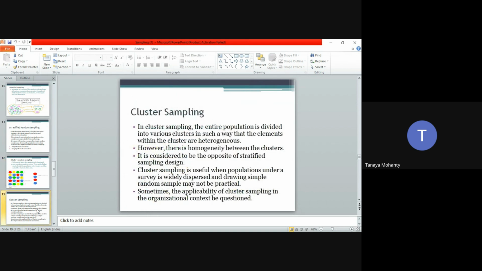So you will see that in cluster sampling, the entire population is divided into various clusters in such a way that the elements within the cluster are heterogeneous. Just note my words. These clusters are divided and arranged in such a way that each element within the cluster is heterogeneous. What does it mean?